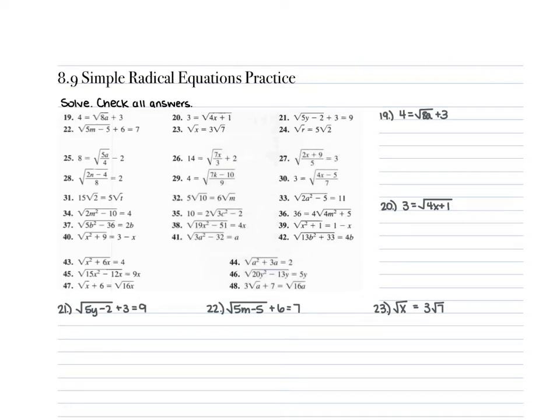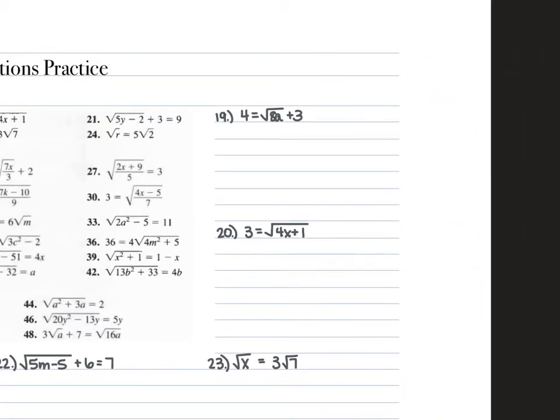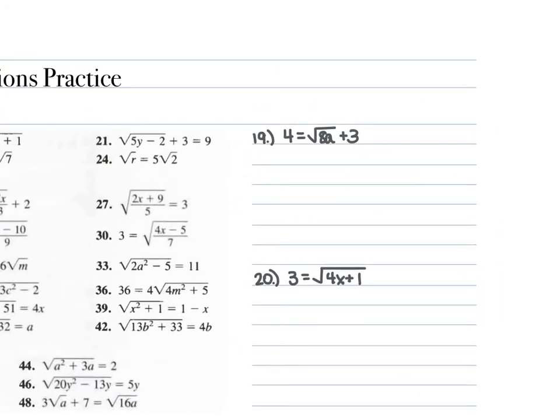8-9 simple radical equations practice solutions. So if we look at our first example here, we have 4 is equal to the square root of 8a plus 3. So our first thing to do is to isolate that radical. We're going to subtract 3 from each side here to get 1 is equal to the square root of 8a. Then we are going to square both sides to get rid of that radical. So 1 squared is 1 is equal to the square root of 8a squared is just 8a. And then we divide each side by the 8 to get a by itself, and a is equal to 1/8.